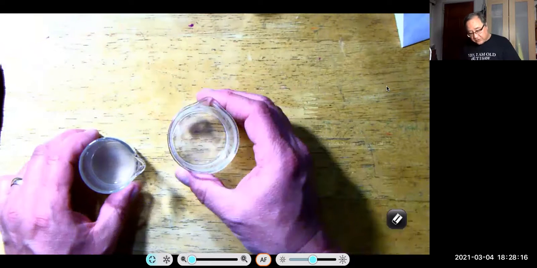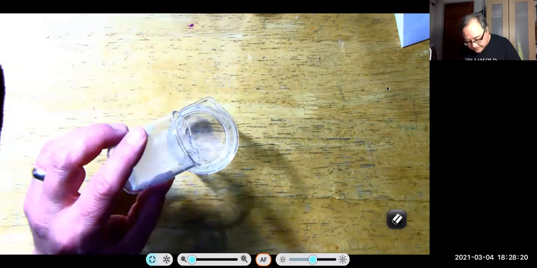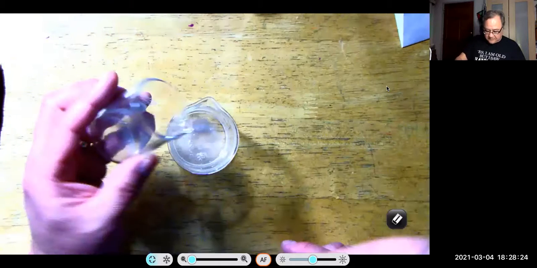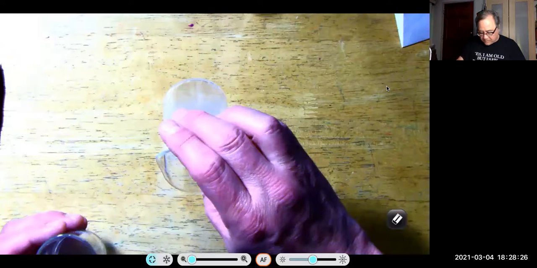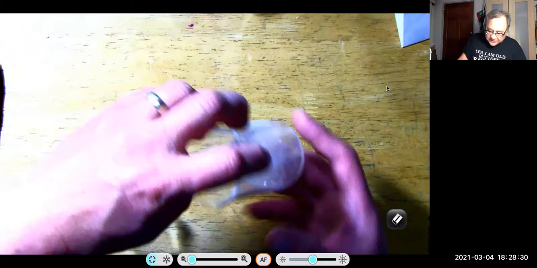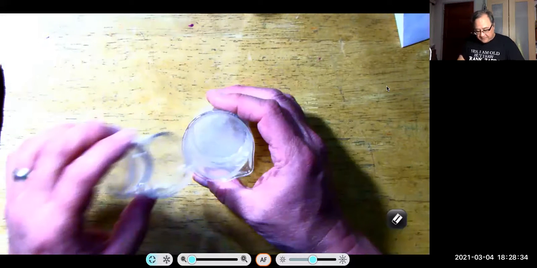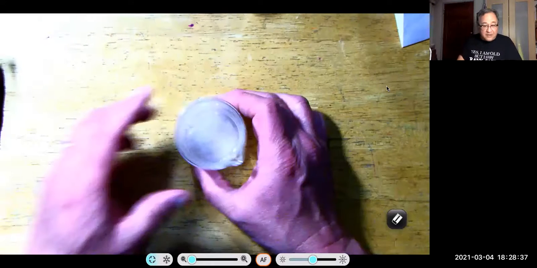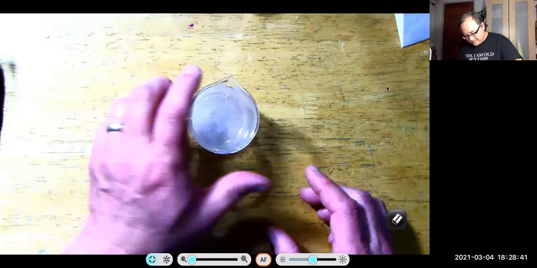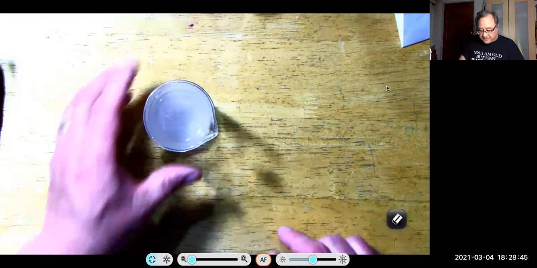So what you want to do is add this to your carbonate. And with this, you can see that I'm starting to get this solid forming in here. And that's my solid that I want to collect. It almost looks like a gel. Okay, so how do we filter this stuff?